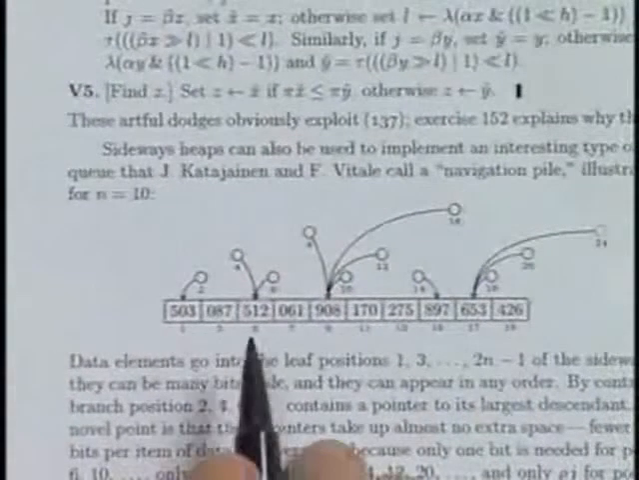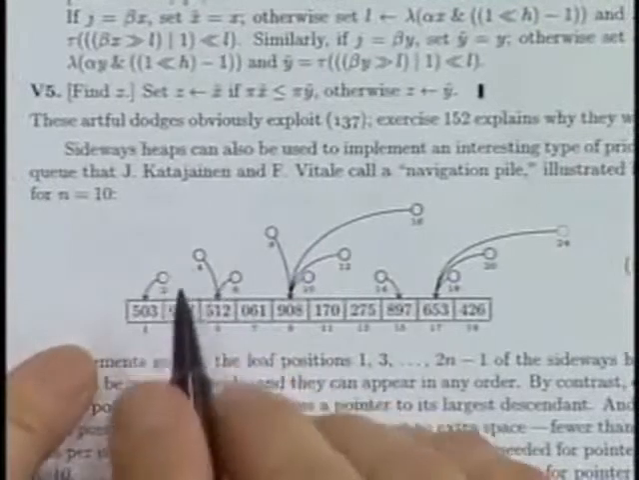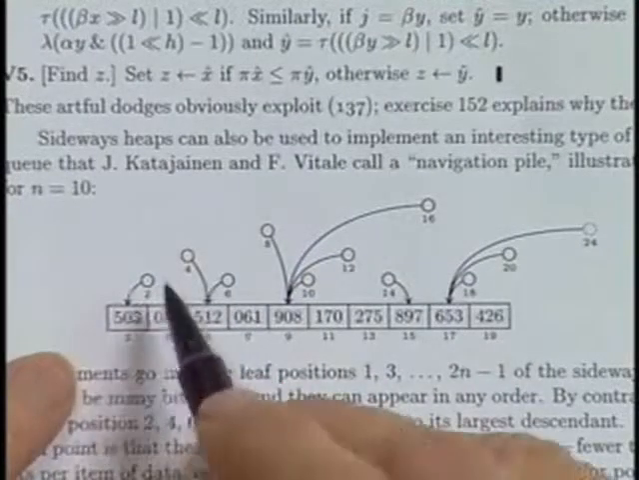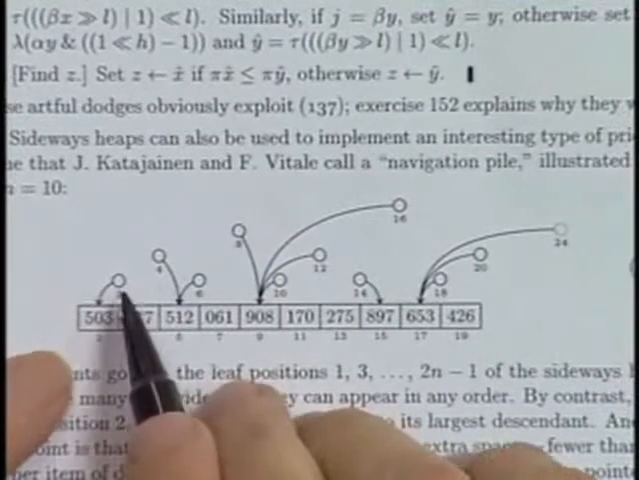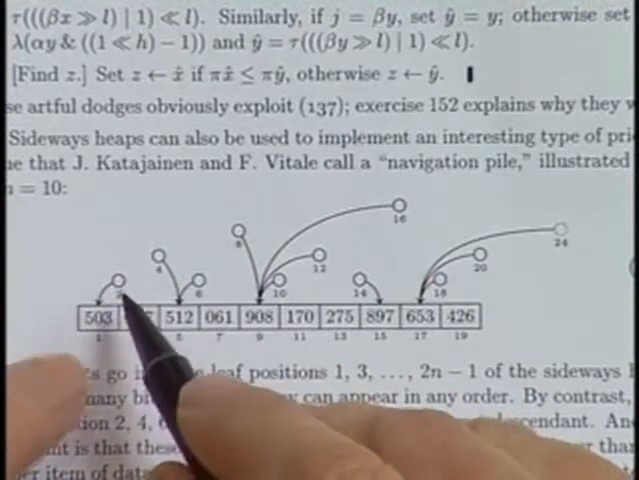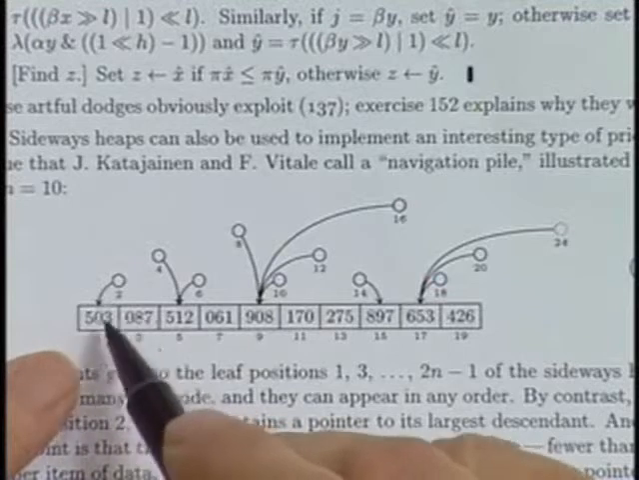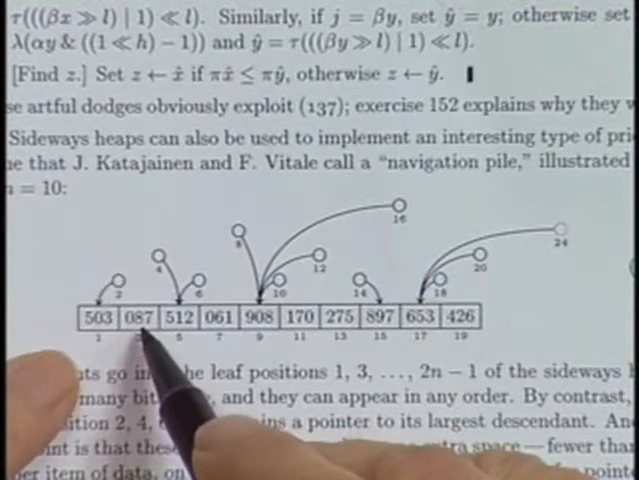Navigation pile is a different idea. You put the data all in the leaves. But then up here, you have a pointer to the largest guy in your subtree. So under node 2, he would point to node 1 because the largest leaf in his subtree is 503, being bigger than 087.